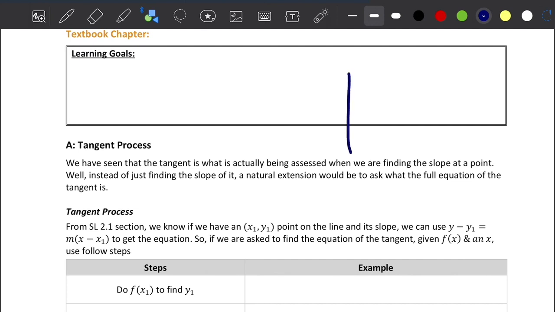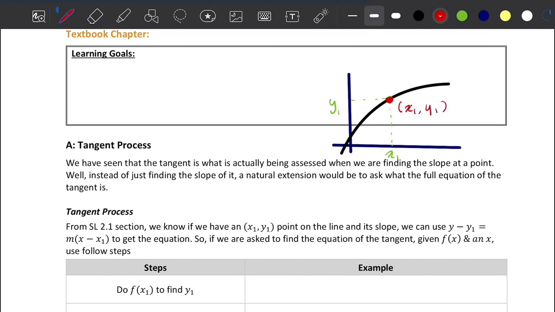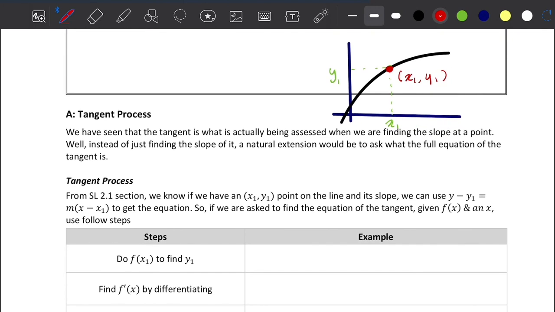Let's say we have a graph or curve like this, and let's say we have a point, and this point has coordinates x1 and y1. In this diagram we can state that our tangent line and the curve have the same slope at the point x1, y1.